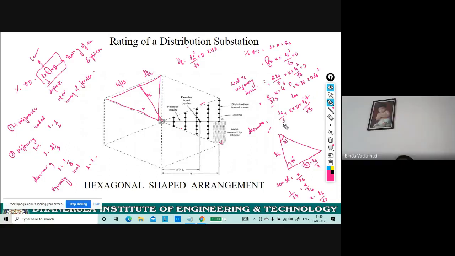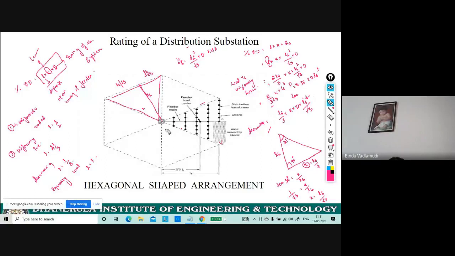Yes, in this way you will calculate the voltage drop of each and every feeder. The voltage drop of each and every feeder leads to the rating of the total substation. If you calculate it for the 6 feeders, the total rating of these 6 feeders will lead to the total rating of the distribution substation. Is it not? Is it clear? Did all of you understand the hexagonal type of arrangement?